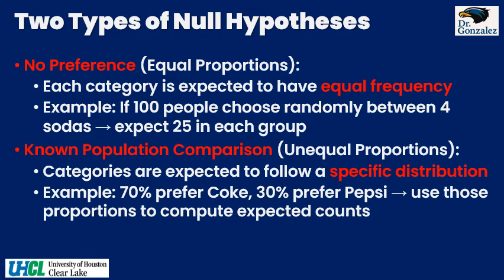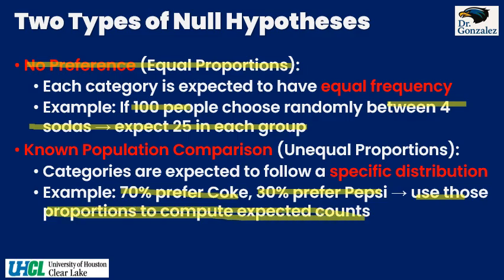Again, you can have two types of null hypotheses. You can have the no preference or equal proportions, so if each category is expected to have equal frequency, with 100 people choosing between 4 sodas, you would expect to see 25 in each group. And then a known population comparison, say 70%, 30% based on Coke saying we've done this analysis and this is what we found. Now you have the data to use those proportions to compute your expected counts and then determine if your hypothesis should be retained or rejected.